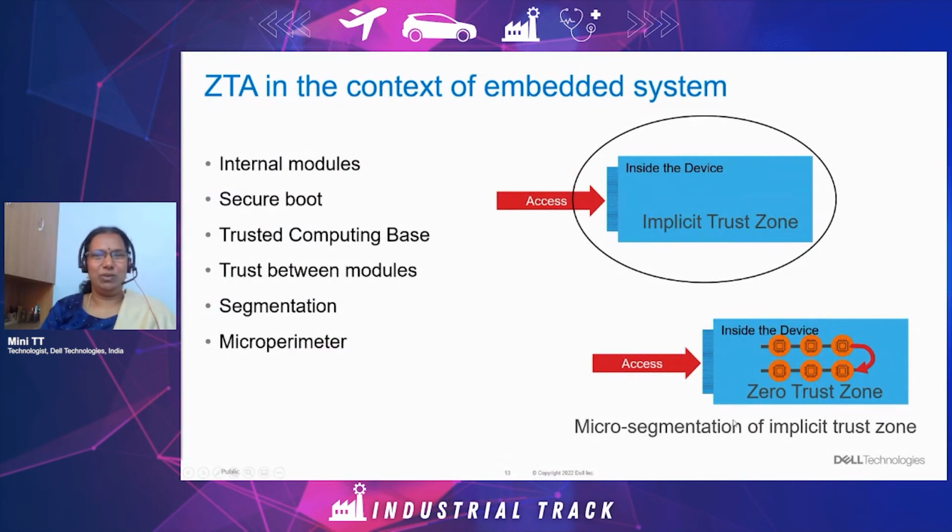So when we apply that in the context of an embedded system, we have quite a lot of internal modules. You look at the diagram on the right. Usually when we say this access is coming in, then everything inside the embedded system is an implicit trust zone. But when we apply this principle, we create granular access inside the embedded system itself, and then we segment them into zero trust zones. So that is what we are talking about as micro segmentation. And the segmentation could be done by using a trusted computing base, trust between modules. There could be micro perimeters, all that could be happening.